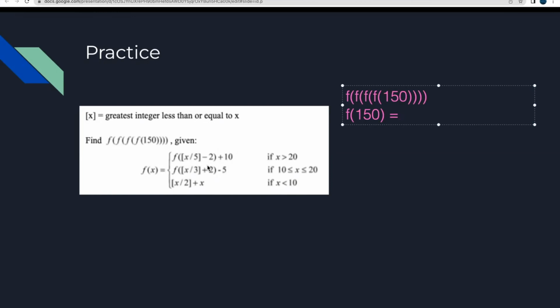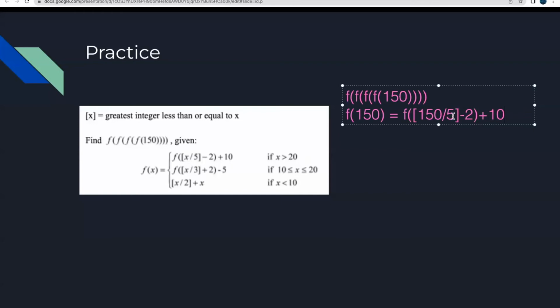Well, as you can see here, this is a little bit different from before. We have 2 if statements where you might call the function on itself again. And you do have to keep in mind the floor function. So this is a little bit more complicated, but the idea is still the same. So first we check 150. 150 is greater than 20, so it fulfills this first statement here. And we're going to have to do f of the bracket 150 divided by 5 minus 2, plus 10.